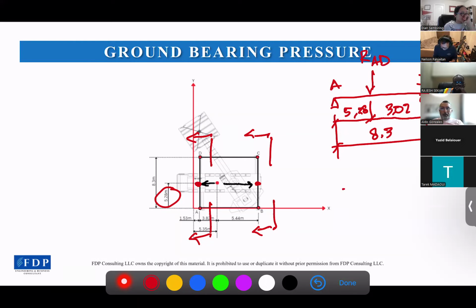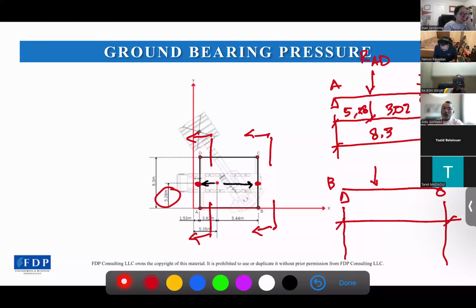Now, if it's BC, this is B, this is C, it will be the same distance. This is 5.28, this is 3.02, and this is 8.3. But the load we will use here is the reaction from BC, like that. Is it clear until here? Yes, so far so good for me. Okay.